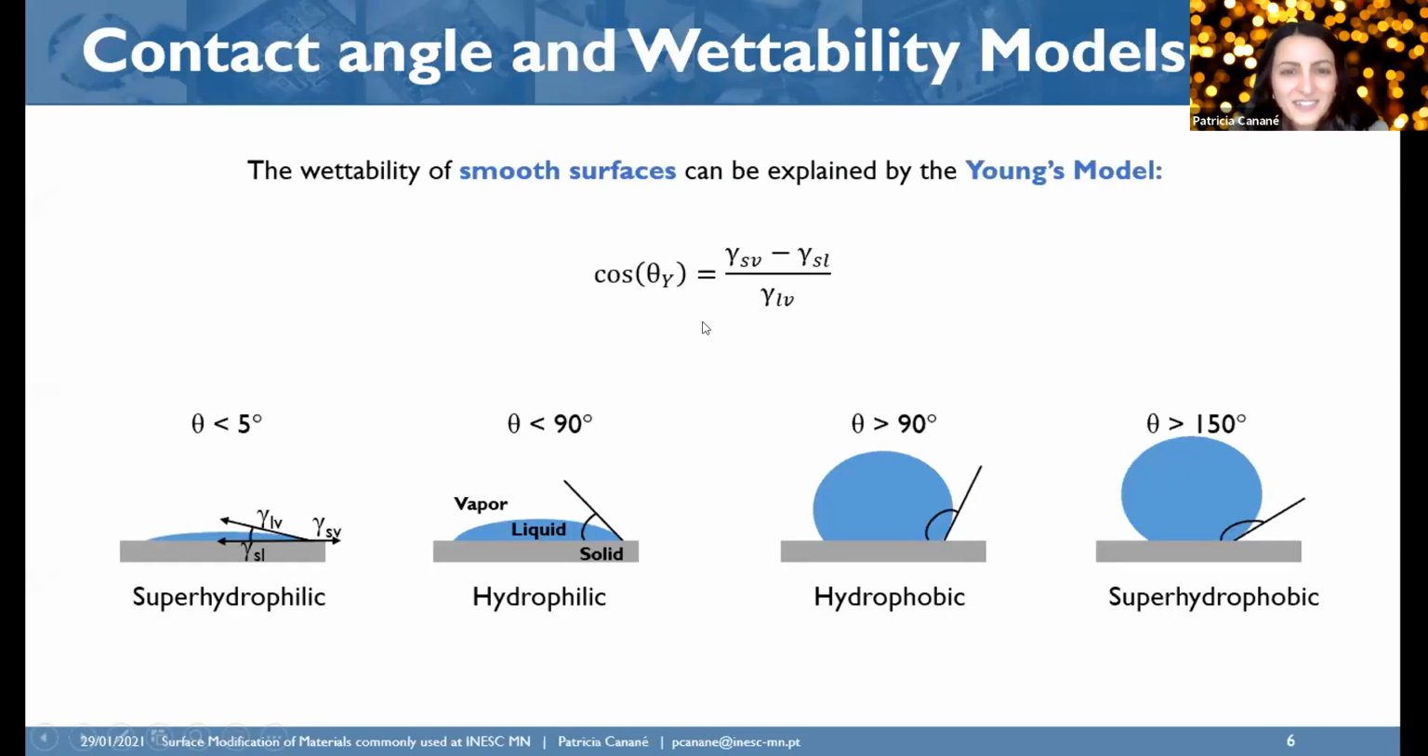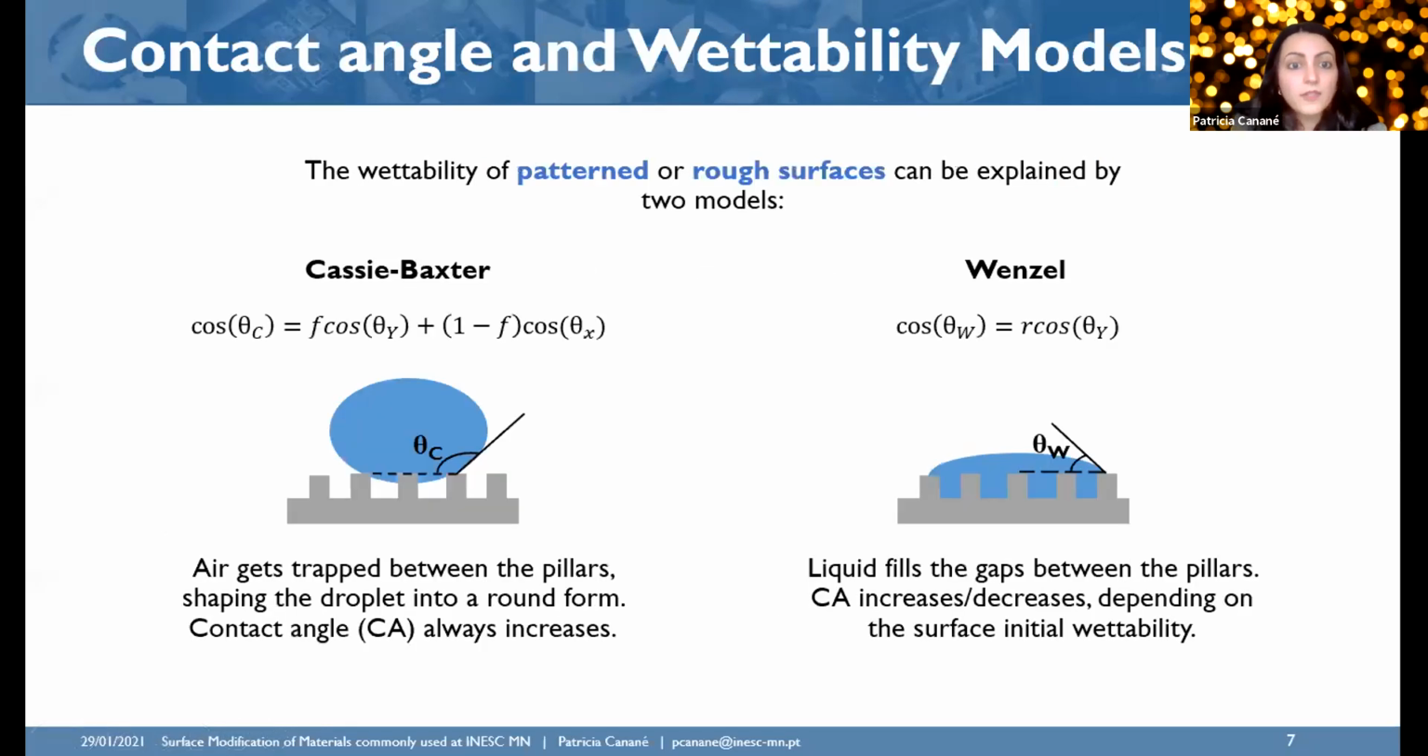So thank you. Here are the interfacial energies between solid and vapor, solid and liquid, and liquid and vapor. And 90 degrees is the limit value, the most important value, because below it, it's hydrophilic, which means that the surface interacts very well with the liquid. And higher than 90 degrees, it's hydrophobic, which means that the surface repels the liquid. The two other models are the Cassie-Baxter and the Wenzel model, which explain the wettability on patterned or rough surfaces.